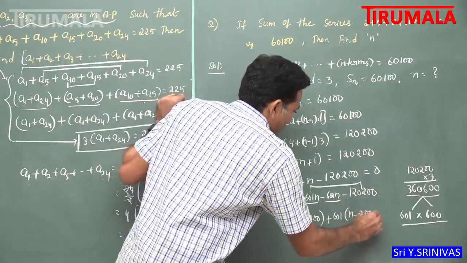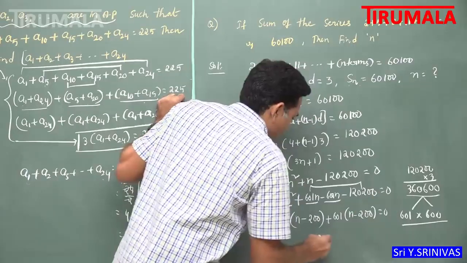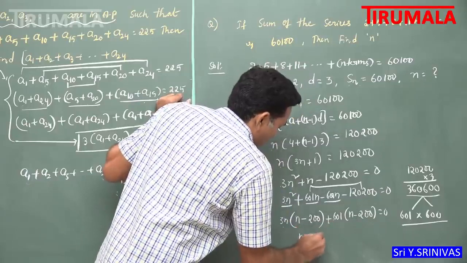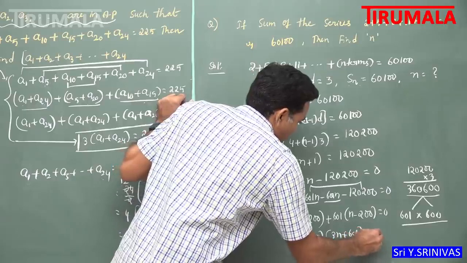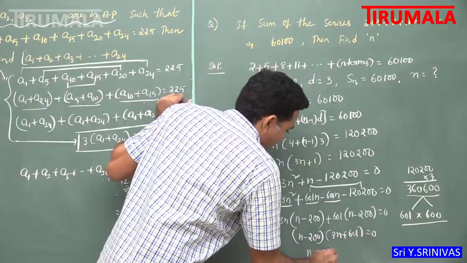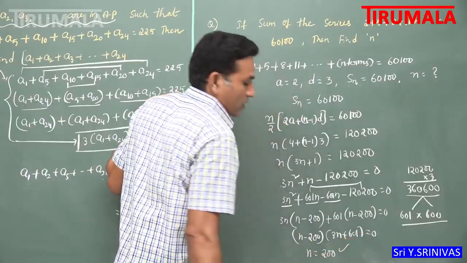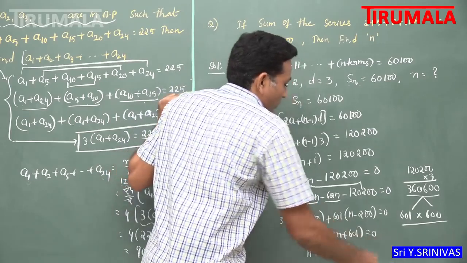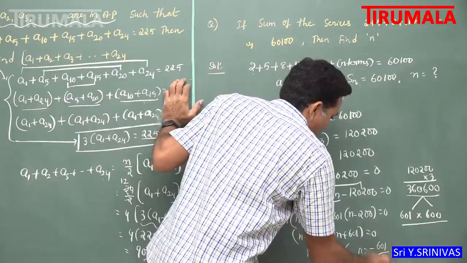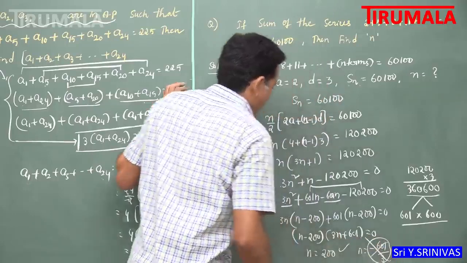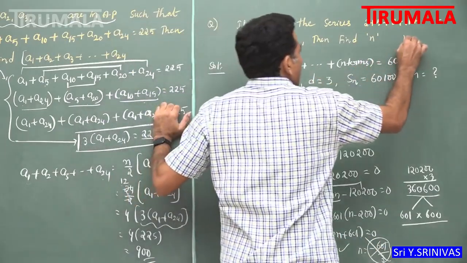n minus 200 is equal to 0. From this one, (n minus 200) into (3n plus 601) is equal to 0. n must be an integer. n is equal to 200 is the correct answer, and n equals minus 601 by 3 is neglected. Now, what is the value of n?